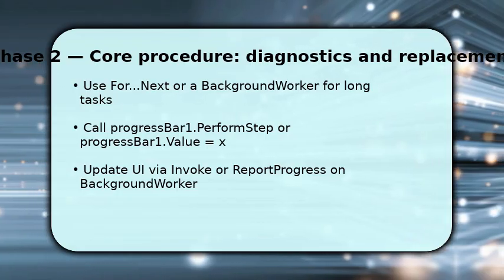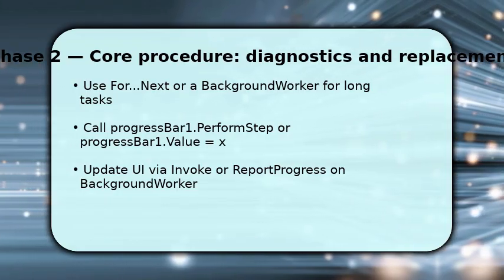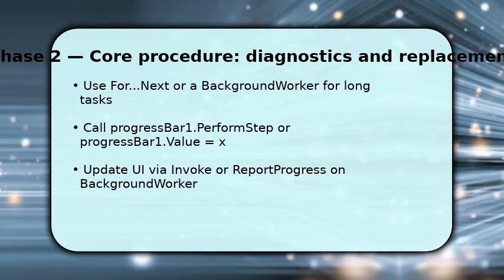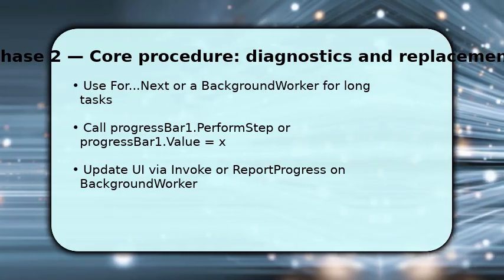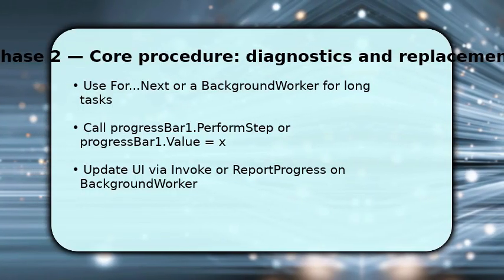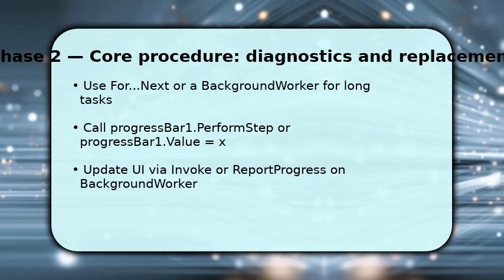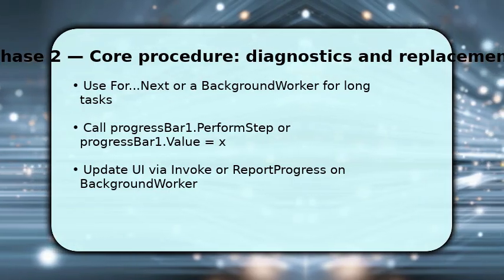Inside the update, either call ProgressBar1.PerformStep, or set ProgressBar1.Value directly, then update the label text with the percentage. Make sure to marshal calls to the UI thread. Use Invoke or the BackgroundWorker events so you avoid cross-thread exceptions.